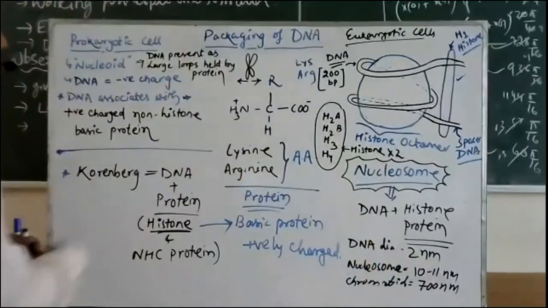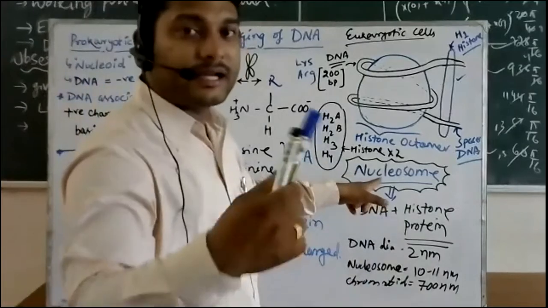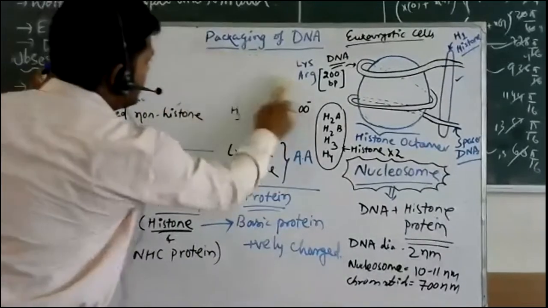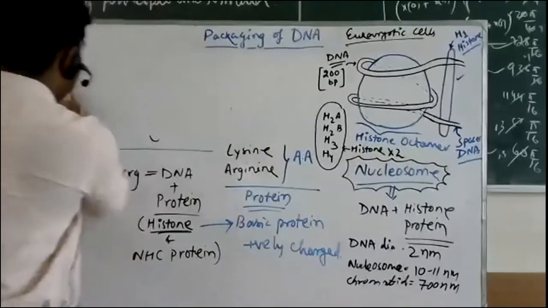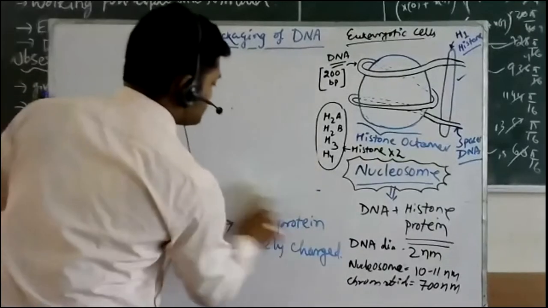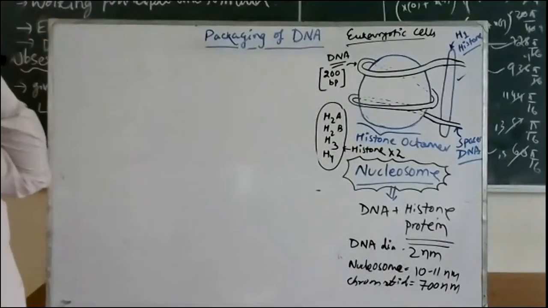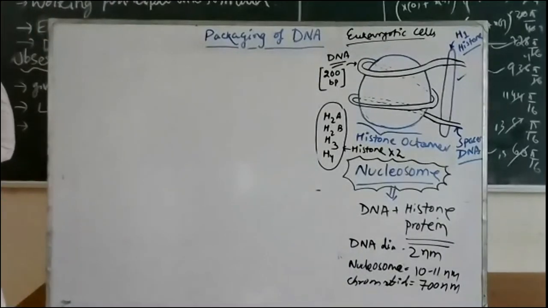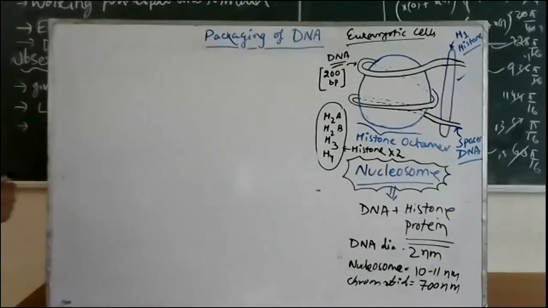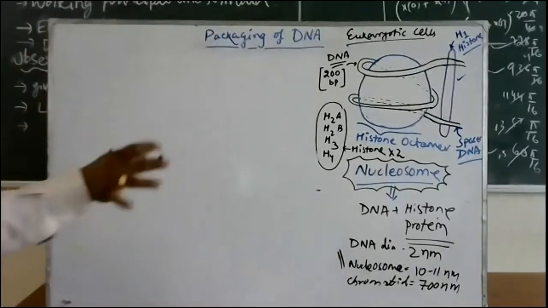So anyway, let us move on to the next part: how the nucleosome is going to be connected to the higher level of folding. Let me just remove this for a minute and then we'll continue. Okay. So once we have the structure here, we said it is around 10 to 11 nanometers.